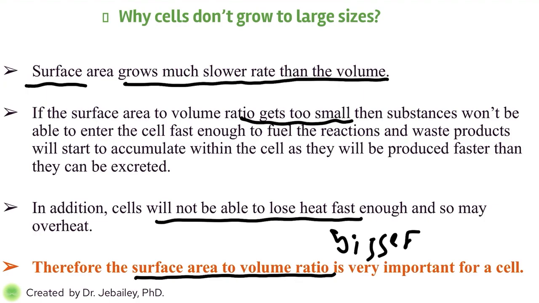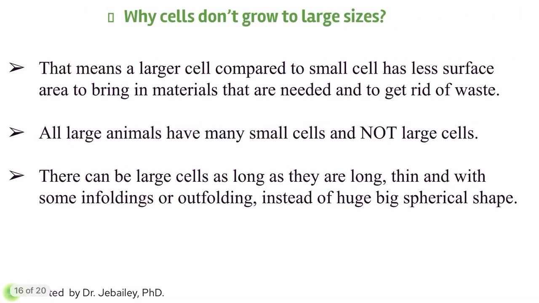The best way to leave is if you have a lot of contact with the outside. That means you have a bigger surface area. So that's why the cells don't grow so big. Because again, you've got to make sure that the ratio is balanced, where the surface area is always bigger than the volume.